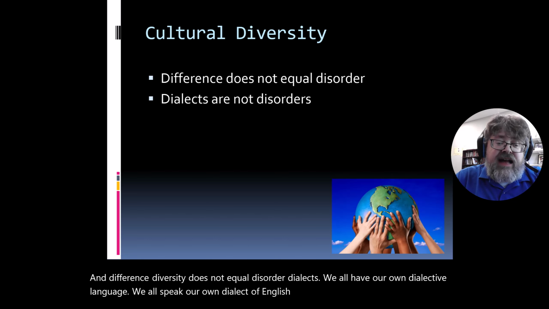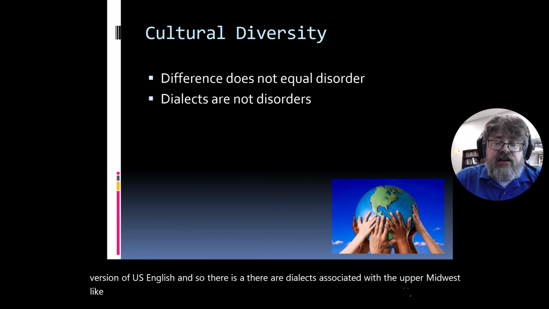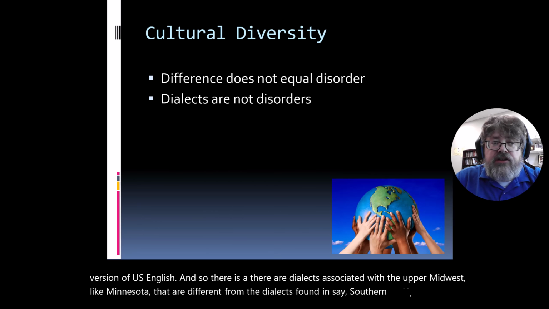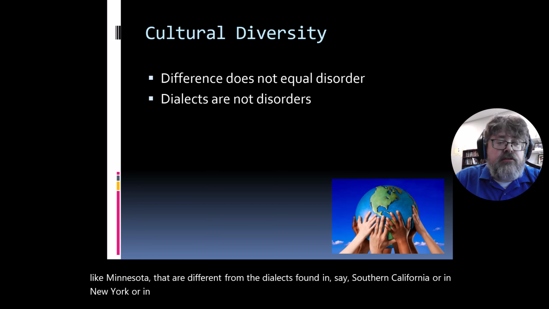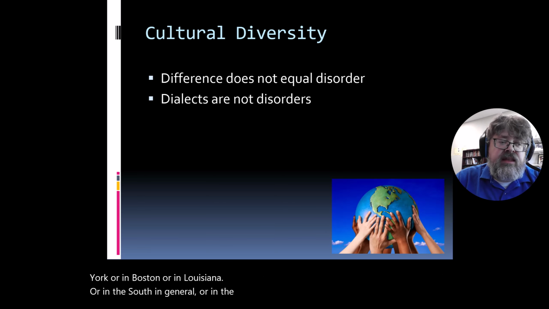Most people in this class speak a version of U.S. English, and so there are dialects associated with the Upper Midwest, like Minnesota, that are different from the dialects found in, say, Southern California, or in New York, or in Boston, or in Louisiana, or in the South in general, or in the West in general.